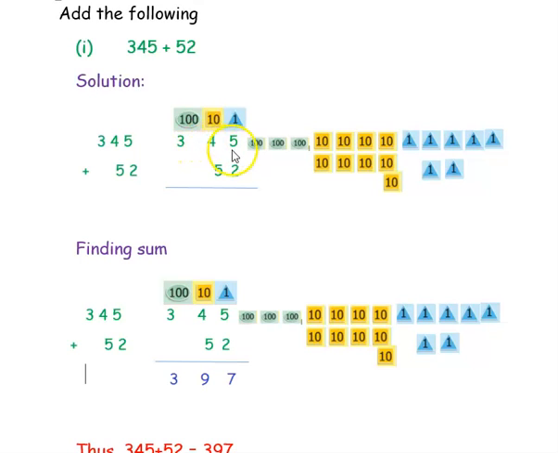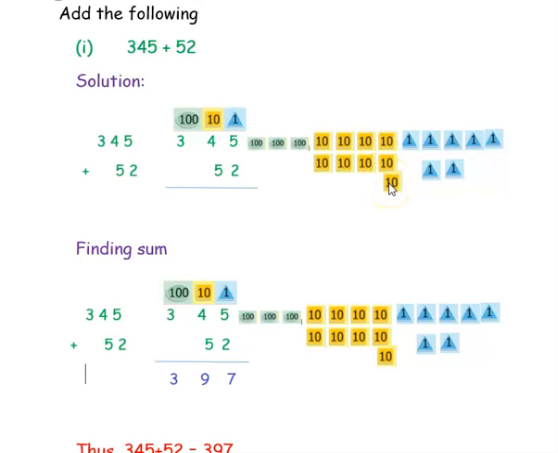So in 345 we have 5 ones. So I have written 5 ones. 1, 2, 3, 4, 5 ones. And then we have 4 tens. 1, 2, 3, 4 tens. Then we have 3 hundreds. 1, 2, 3 hundreds. In 52 we have 2 ones. 1, 2, 2 ones. And then we have 5 tens. 1, 2, 3, 4, 5 tens.